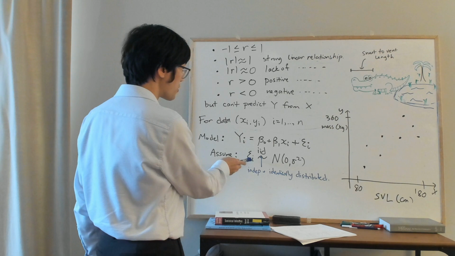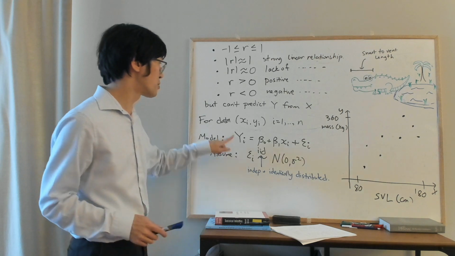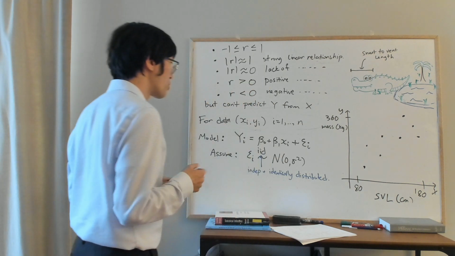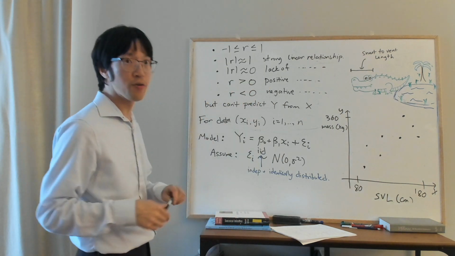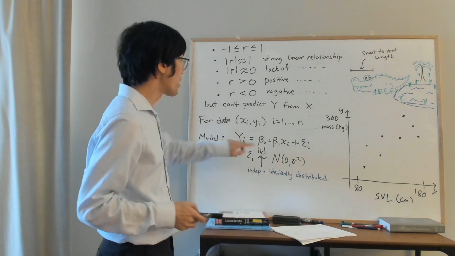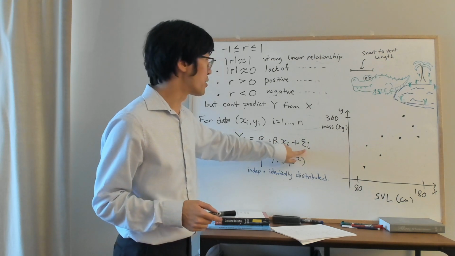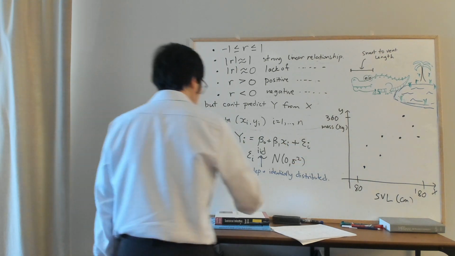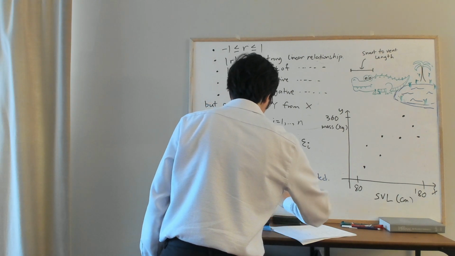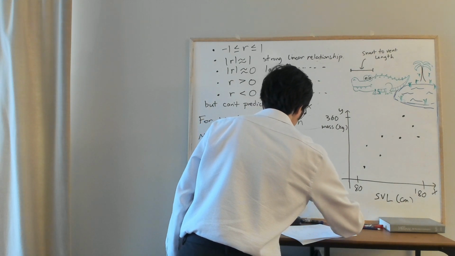Okay, so under this assumption, if epsilon i is IID normal 0 sigma squared, what does that tell us about the distribution of random variable Yi? Using what we talked about in terms of the properties of the normal distribution, we see that beta 0 plus beta 1 xi is a constant, and epsilon i is the random variable here. So together, that means Yi is also normally distributed, and the mean is beta 0 plus beta 1 xi, and the variance is sigma squared.